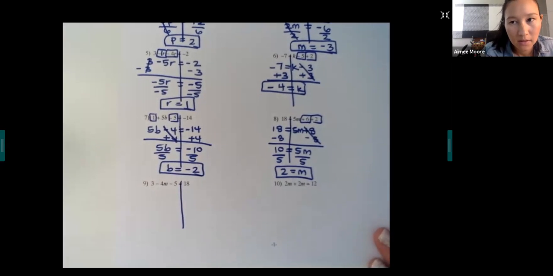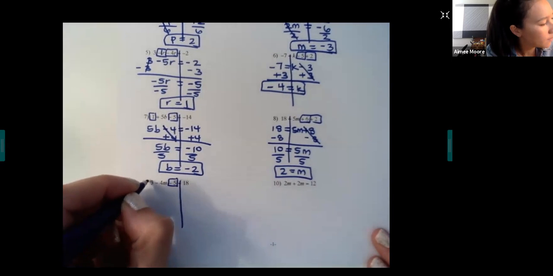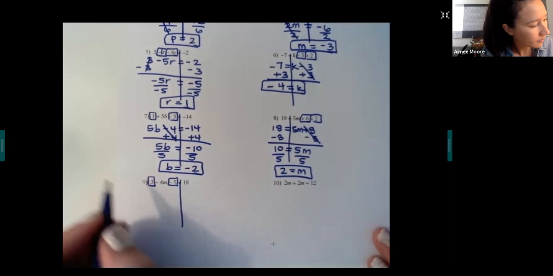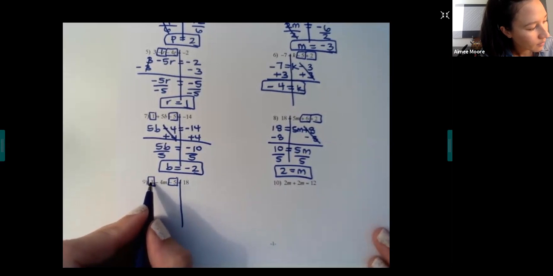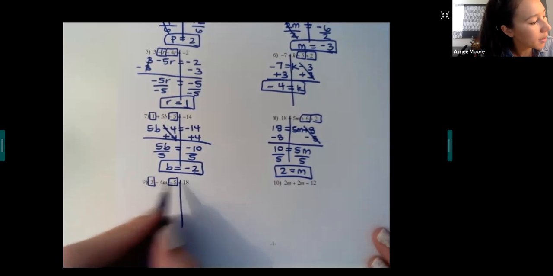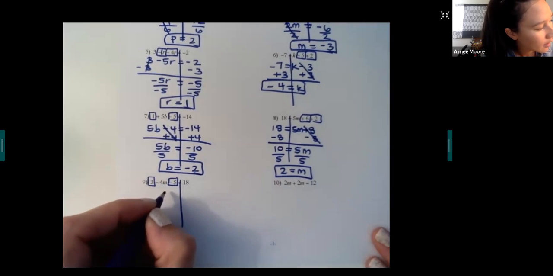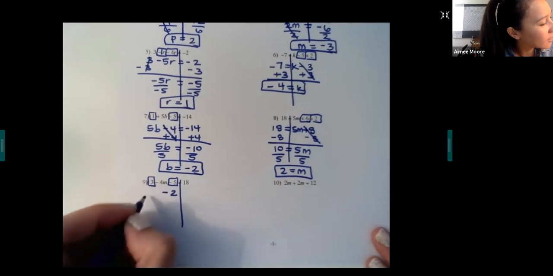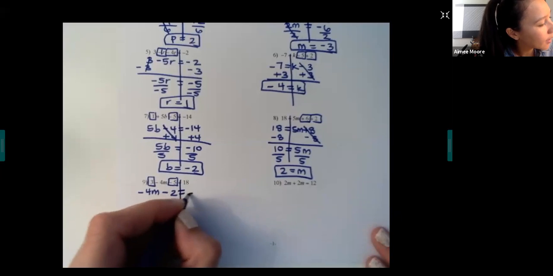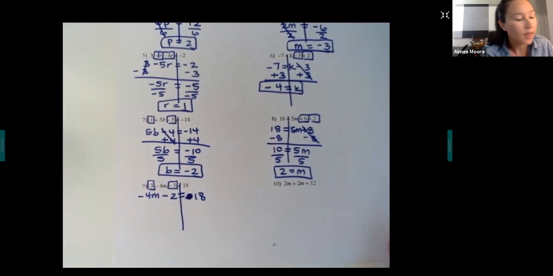Okay. So what are my like terms? So basically, you're gonna do 5 and 3. Good. So what do those combine to? 3 minus 5. -2. Excellent, good. And then we bring down our -4m and our equals 18. Then what, Dakota?